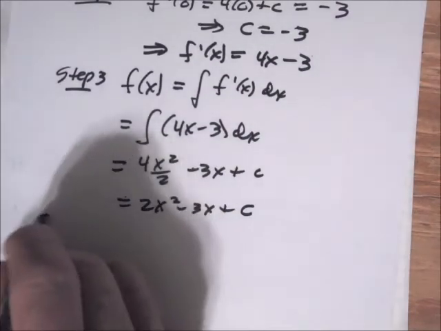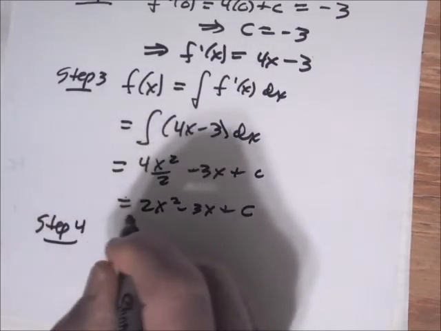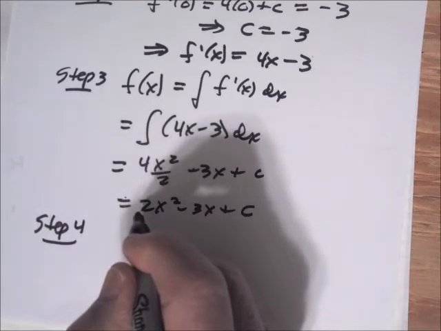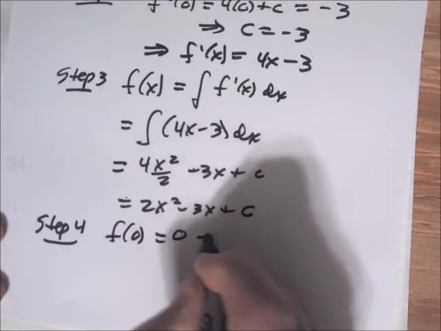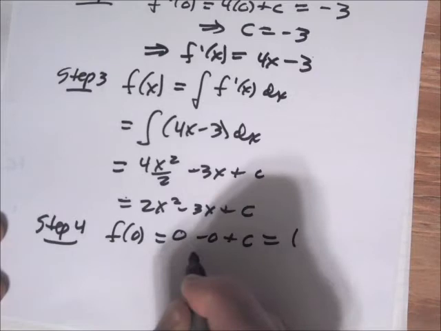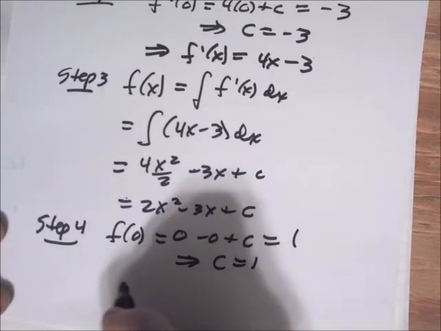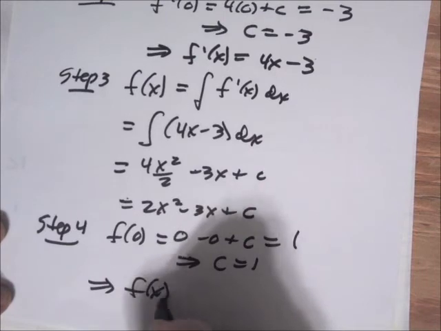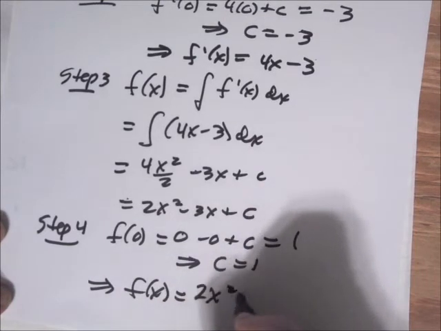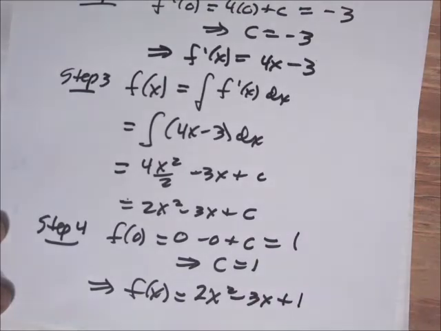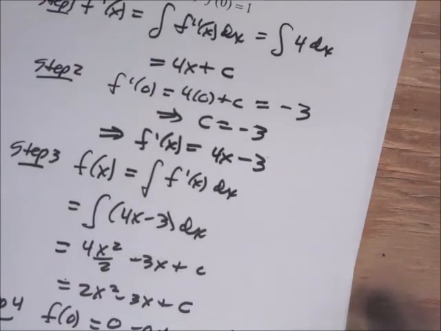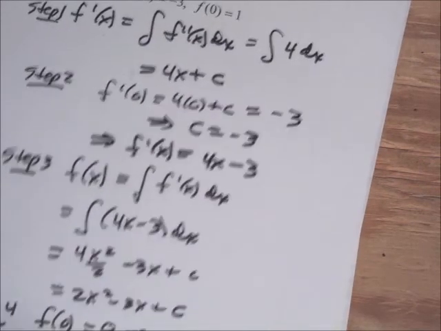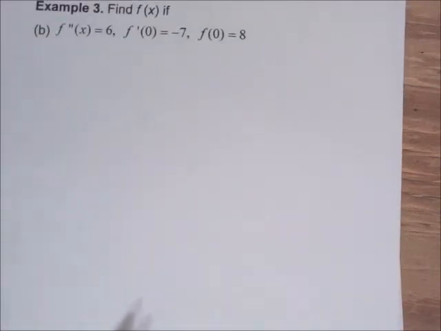And step 4, we have another initial value here. f of 0 is equal to 1. So f of 0 with this formula is 0 minus 0 plus constant, and that has to equal 1. That means that the constant is 1. So that means that f of x is 2x squared minus 3x plus 1. Okay, so that's the same methods applied to a kind of generic function without any particular context.